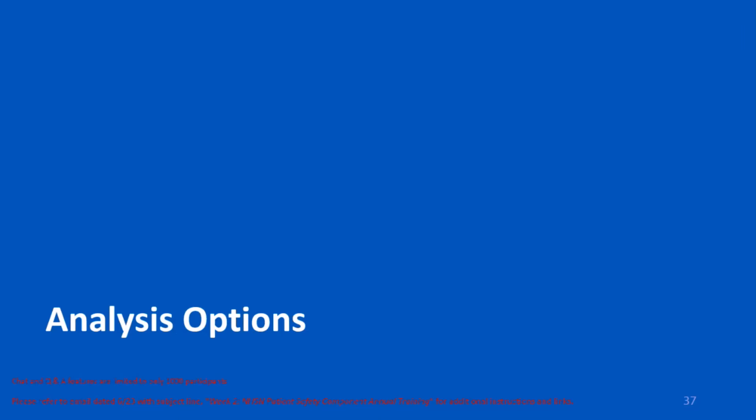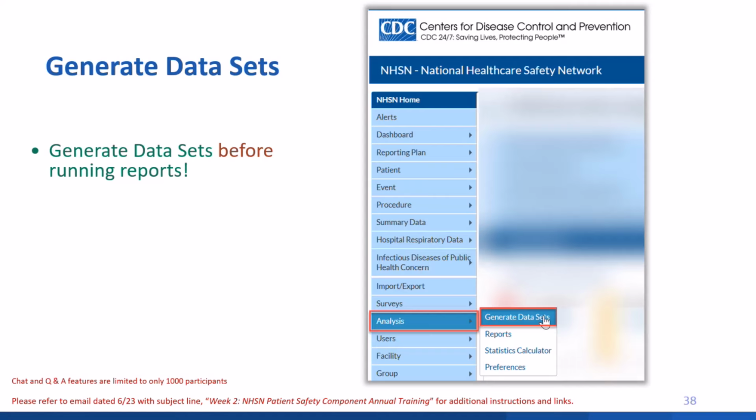Alrighty, and then analysis options. Just really quickly, you already know this, but when you want to run reports, before you do that, please generate your data sets. And the way you do that is go to the analysis section. So on the menu of your screen, you find analysis, and then select generate data set. While data sets are generating, you can do other things in NHSN and then come back to this to run reports.